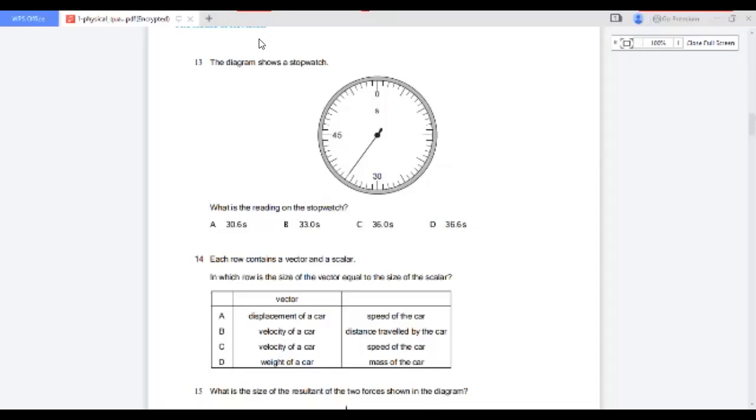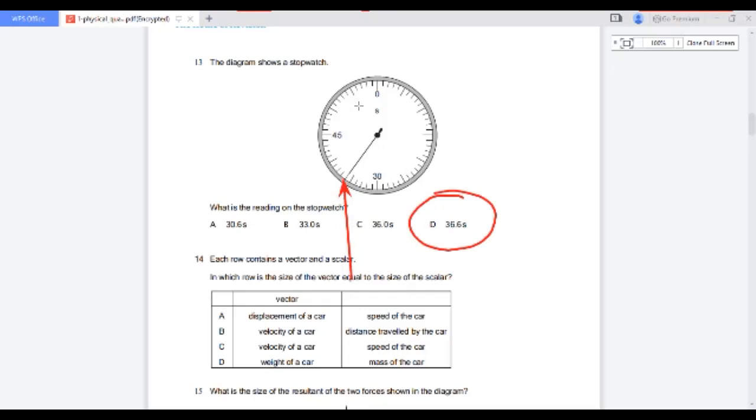Next is number 13. The diagram shows a stopwatch. You can see the diagram. So in the diagram, let's see what the time is. So the time is 30, 31, 32, 33, 34. This one is 35 and this one is 36. So approximately 36 seconds. So I think the correct option is 36 seconds for this one.